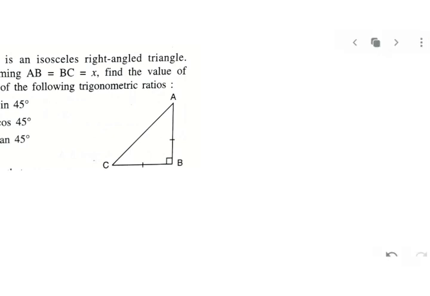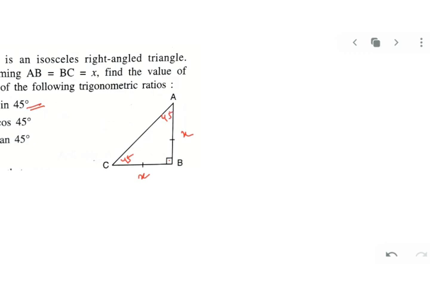In my next, I have been given a triangle ABC where AB is equal to BC, and I'll put it as x. You have to find the following ratios. You have to find sin 45. We know this is 90, so this will be 45. This will be 45 because the sides are equal. It's an isosceles triangle. Okay.